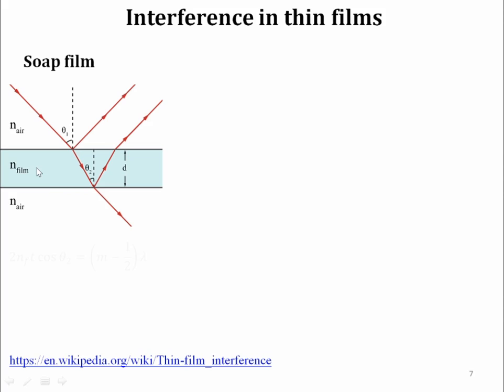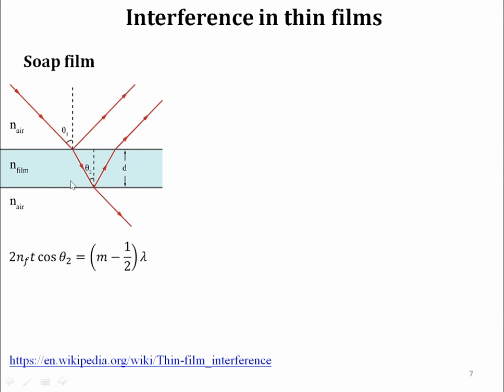And in that case, what will be the condition for constructive interference? This is the optical path difference: 2 nf into t. This t is the same as d. Please forgive me for this. This t refers to thickness, so this is d in this context, into cos of theta 2.